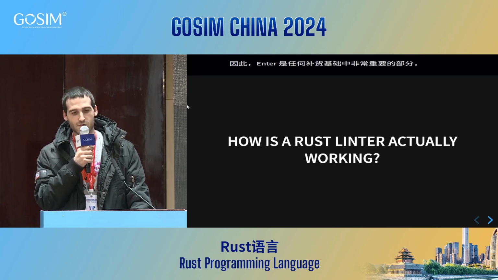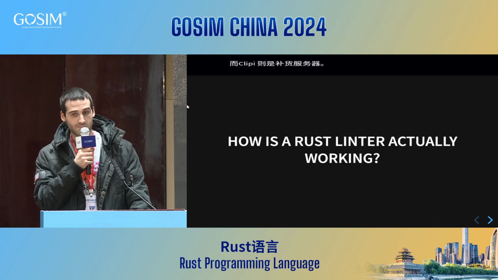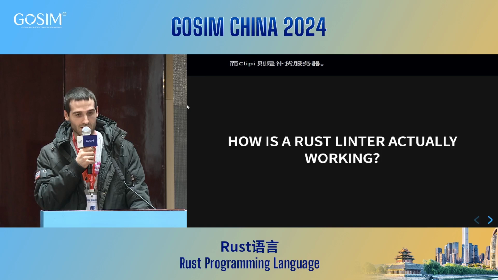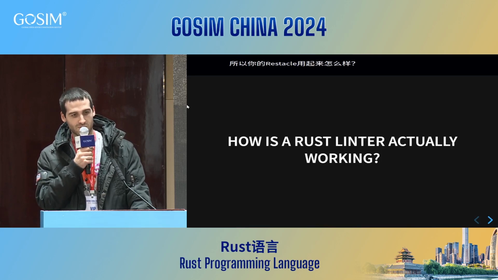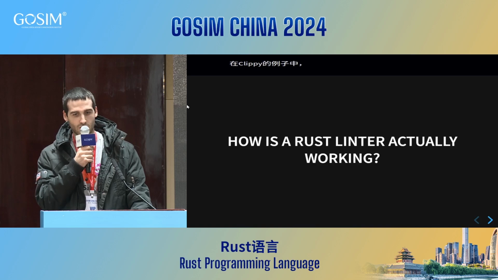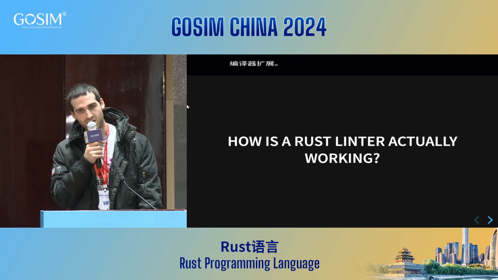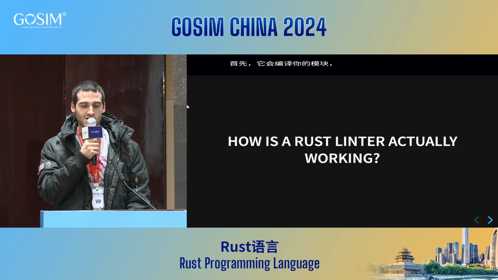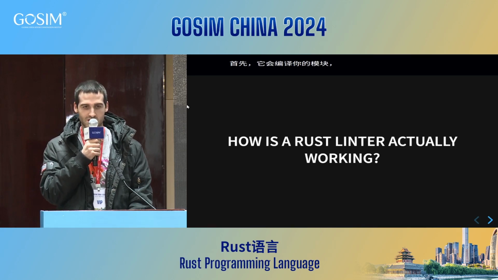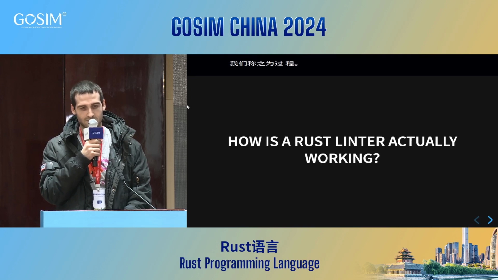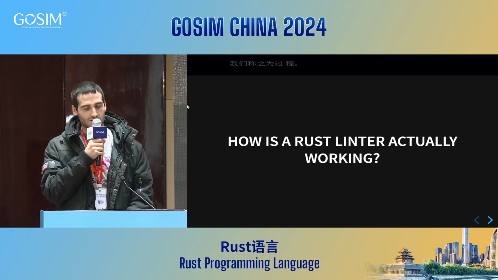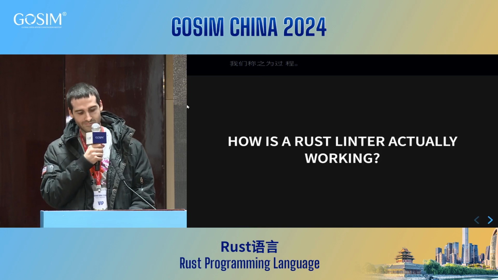So how is a Rust linter working? In the case of Clippy, it's a Rust compiler extension. So first it will compile the crate, and then from that it will run its own checks, what we call passes. Then for each lint we register a pass, and it goes through multiple steps and extracts that. I will come back to this part later on.